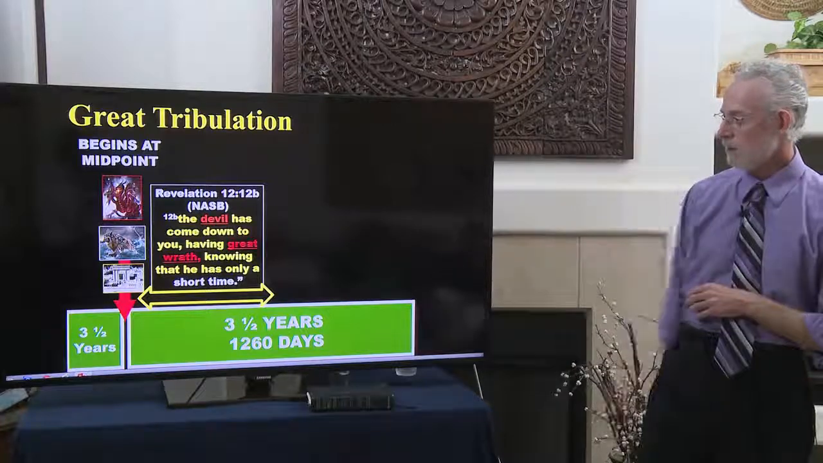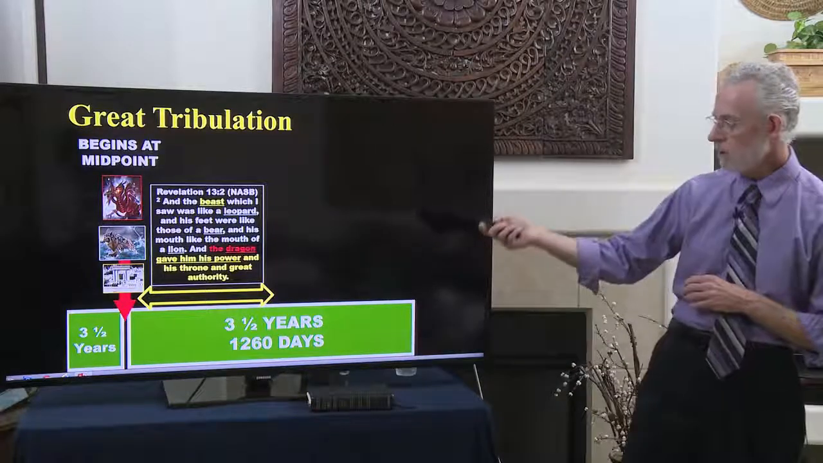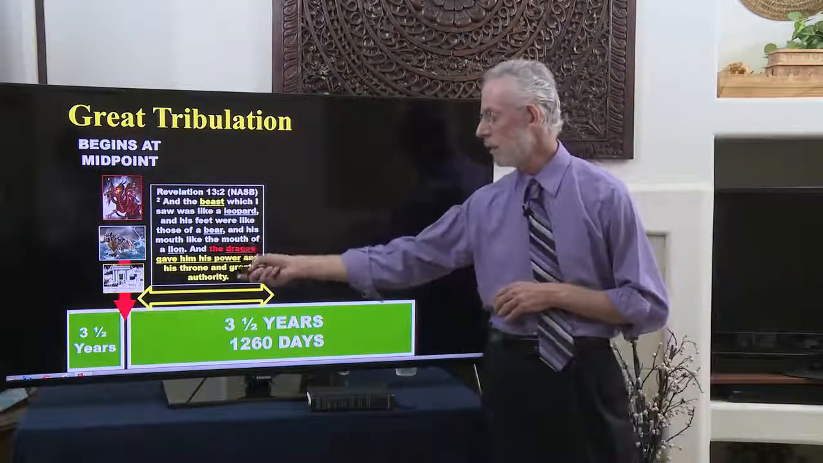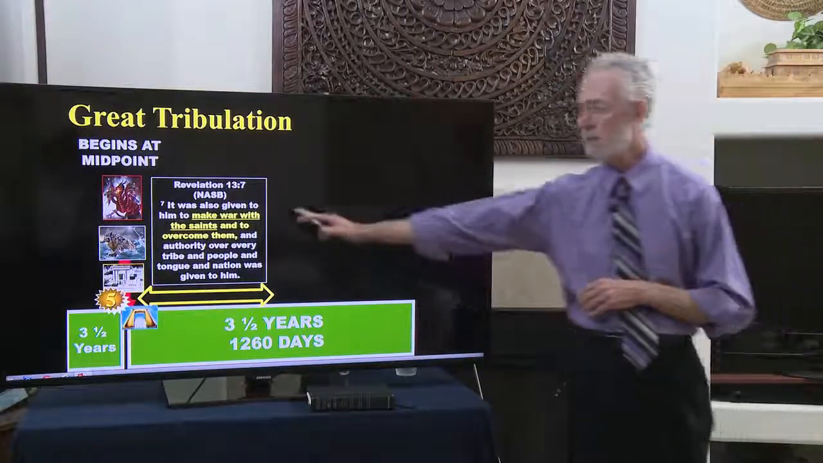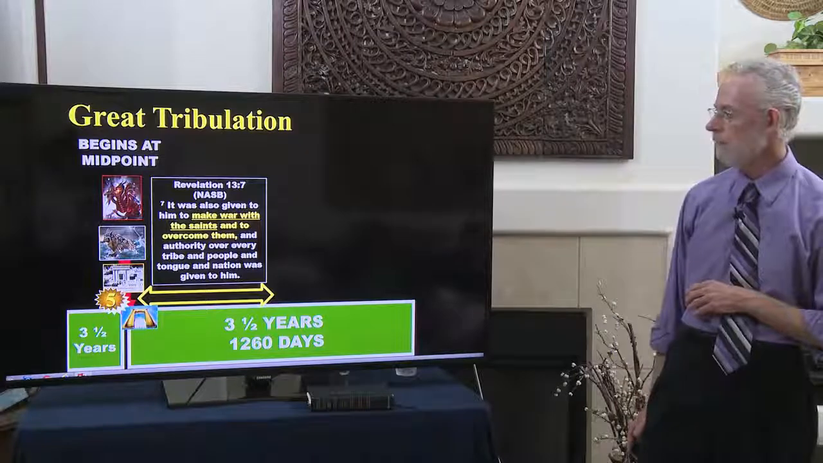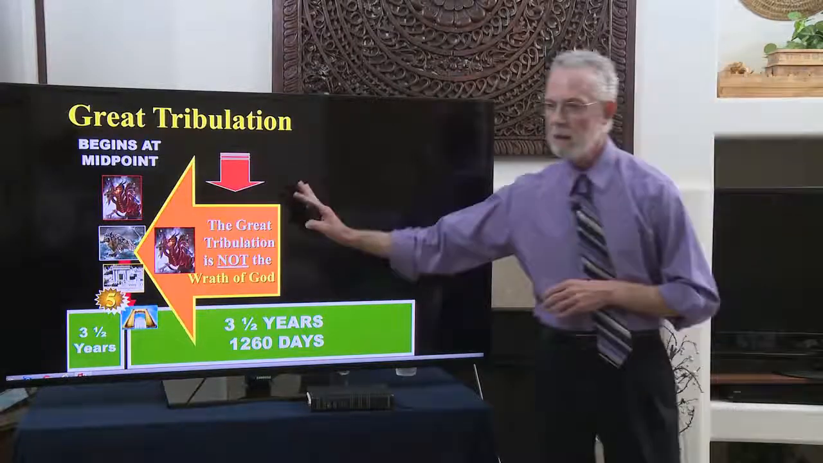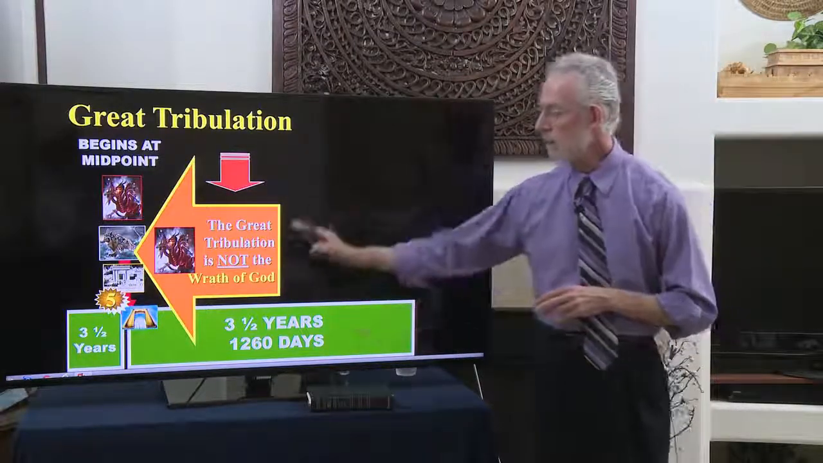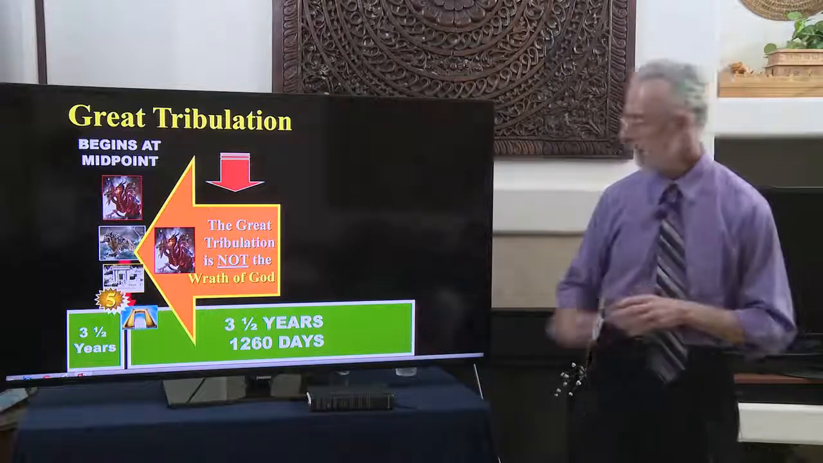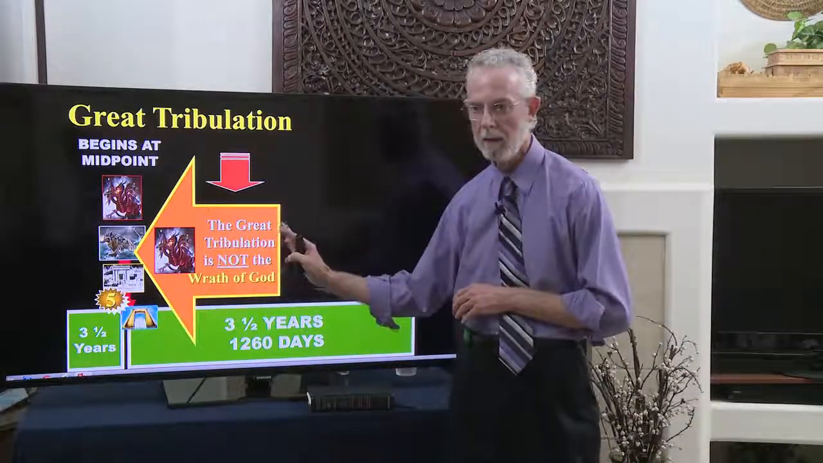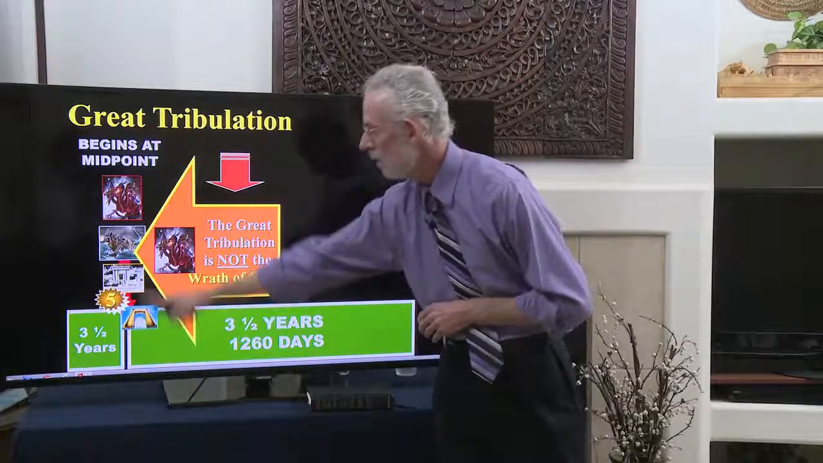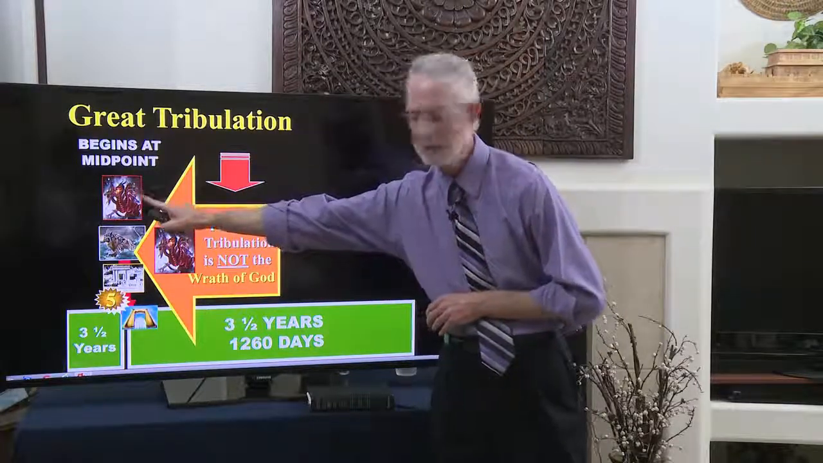So the devil has a short time, and we're told that the dragon, the devil, is going to empower the Antichrist and give him his throne and great authority. The Antichrist is going to make war with the saints and overcome them. So here's what I really want you to catch. The Great Tribulation is not the wrath of God. The first part of this second half, and again, we don't know how long this is going to be, but the Great Tribulation starts right here at the midpoint when Satan gets kicked out of heaven.